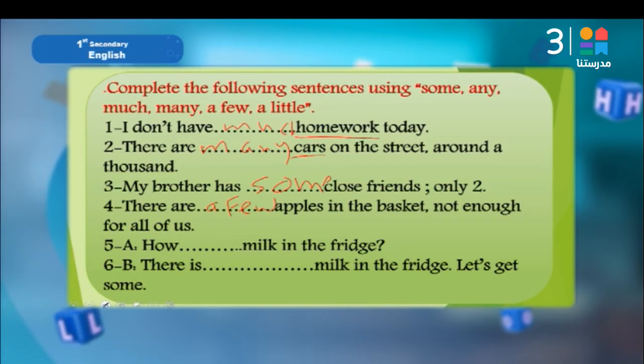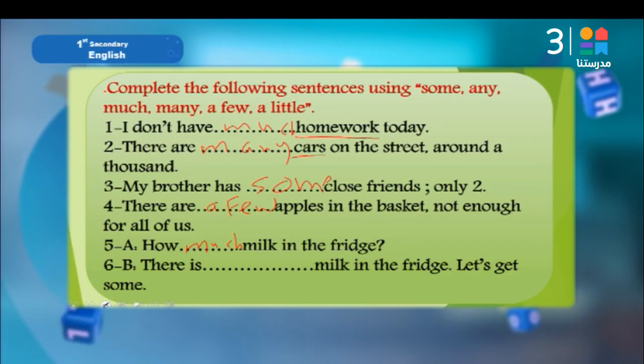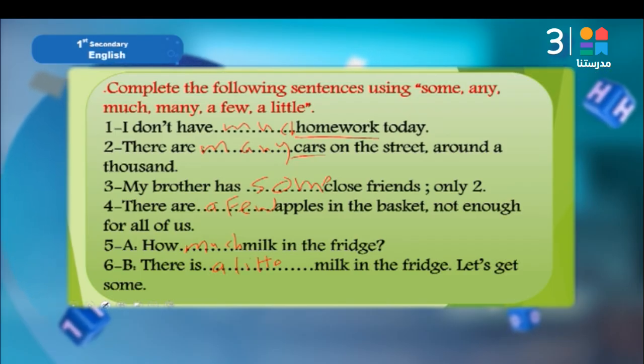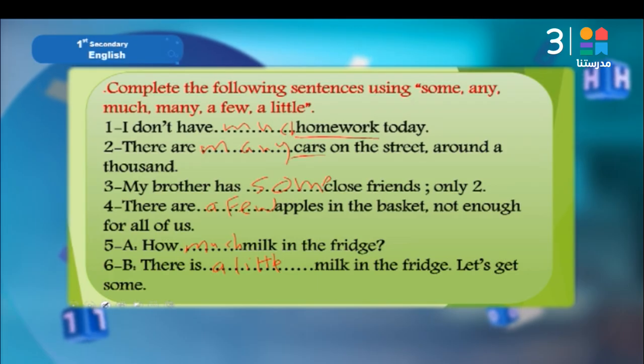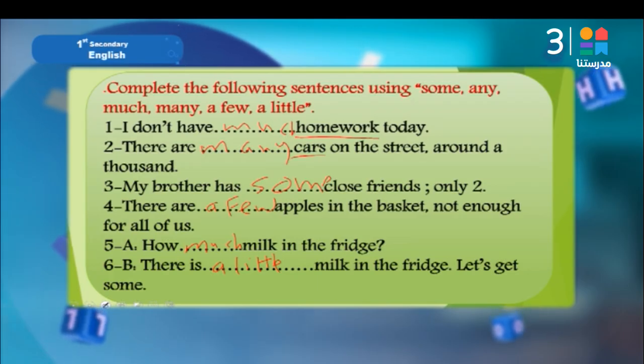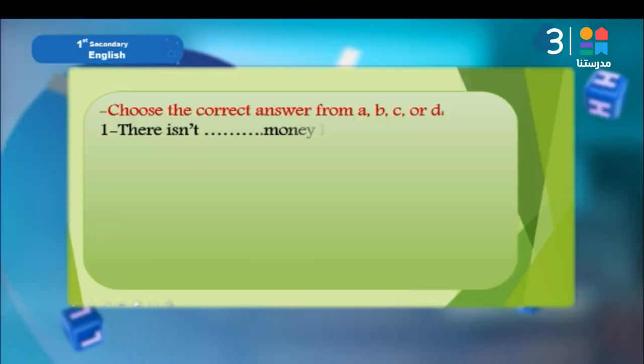How space milk in the fridge? How much milk? Milk is uncountable, so we say how much. There is space milk in the fridge. Let's get some. So there is a little. We only have a little milk in the fridge. We have to go and buy some. Well done. Very good. Let's have another kind of questions.